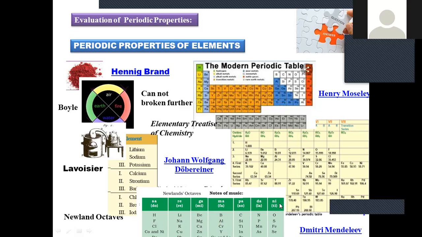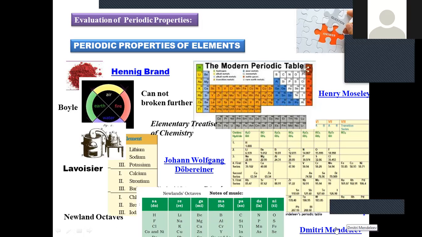How the same note is repeated after the seventh note. After the seventh note, you will get the eighth note just like the first one. In a similar manner, here also notations are provided. So this is Newlands octaves. And next is about Mendeleev.